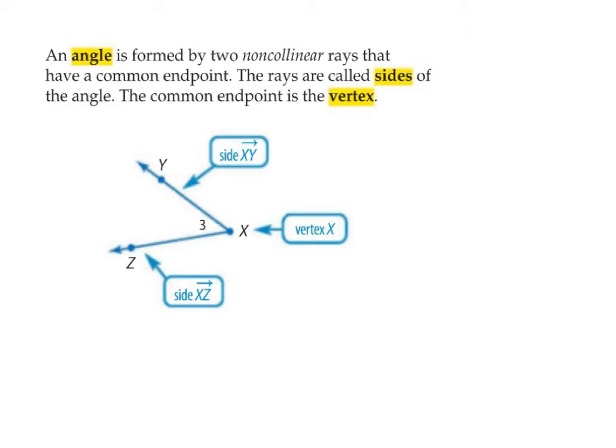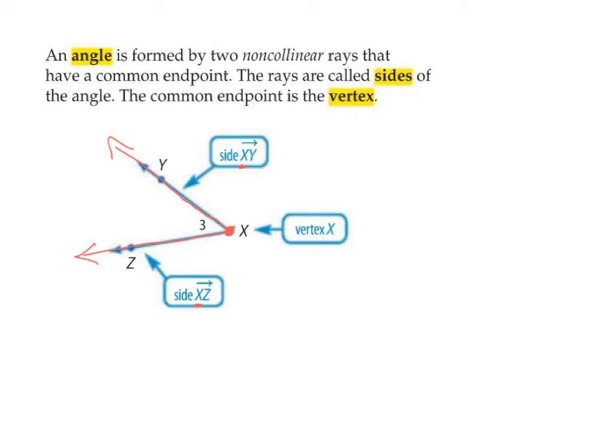The next word is an angle, and it's basically made up of two rays. So the rays are called the sides of the angle, and then the common endpoint would be called the vertex. So in our example below, X would be the vertex because it's the common point for both rays. And then the sides would be XZ and XY. Notice that the vertex is X, and that is also the first letter when I am specifying my rays.